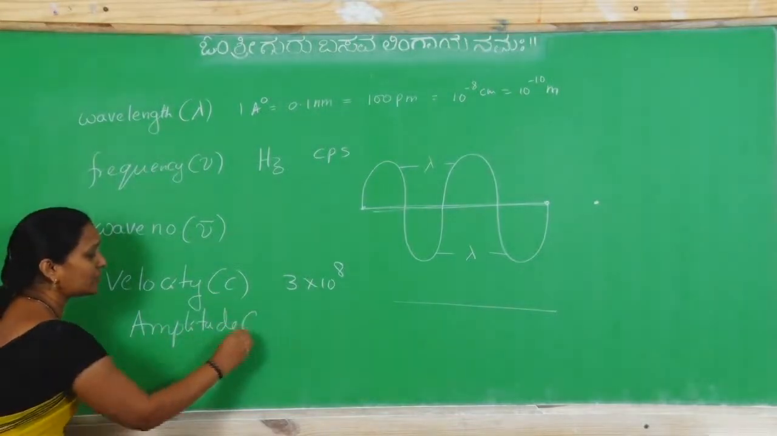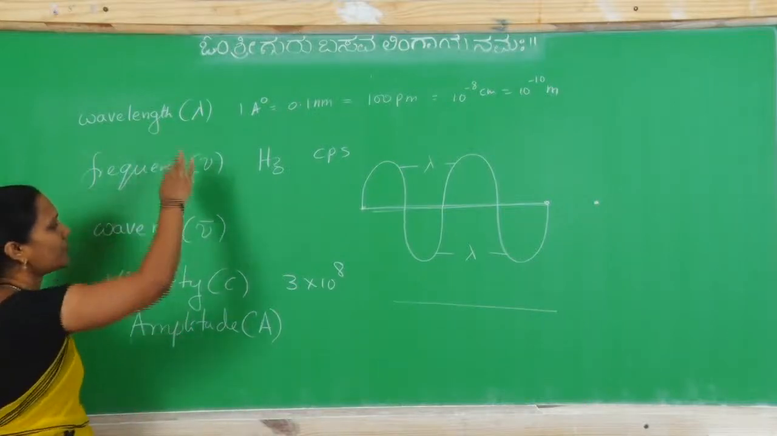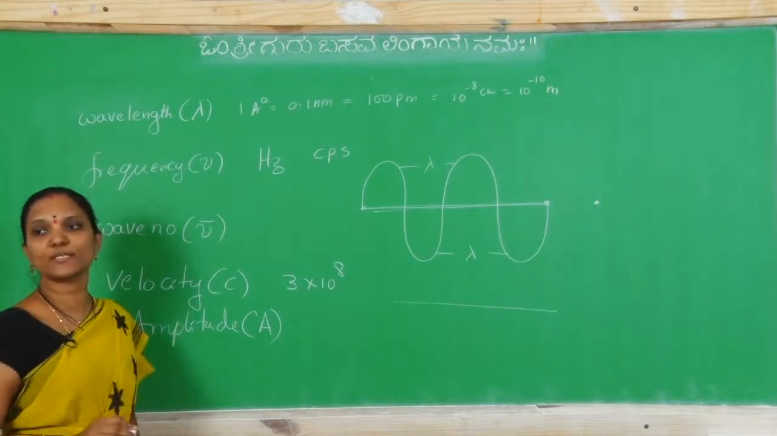What is this amplitude? This is represented by A. This is independent, while these four are related to each other. What is the relation? We will see later. Now, amplitude. What is this amplitude?